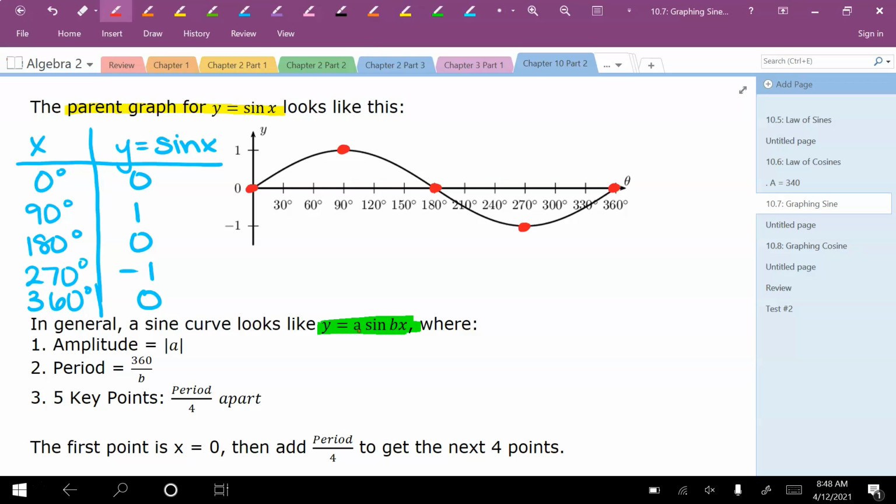The period tells you how long it takes for the cycle to happen before it repeats itself. You take 360 divided by whatever b is, and b is whatever's in front of the x term after the sine.